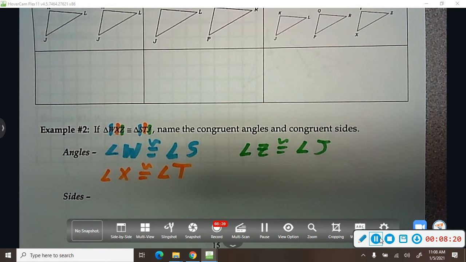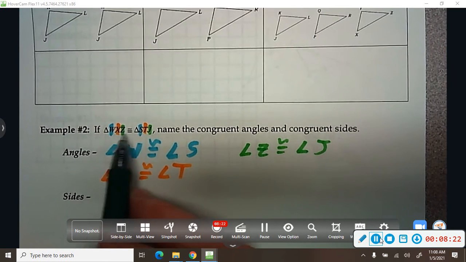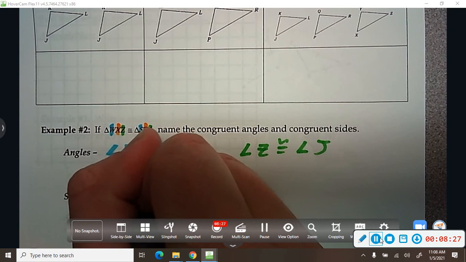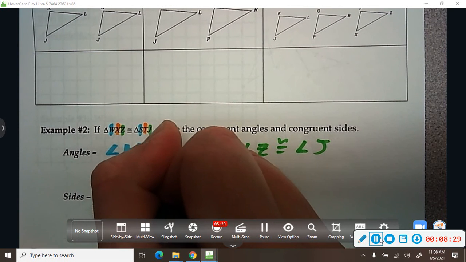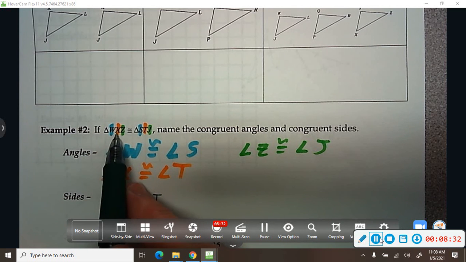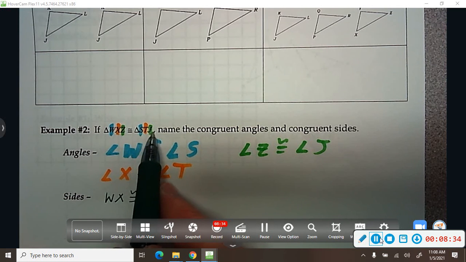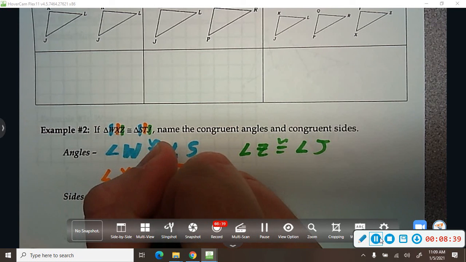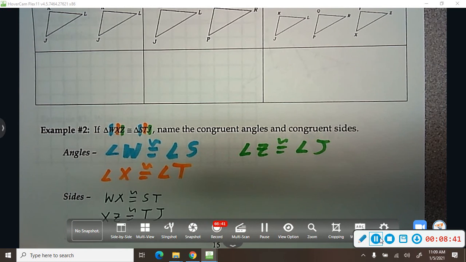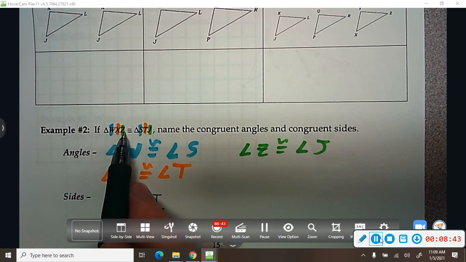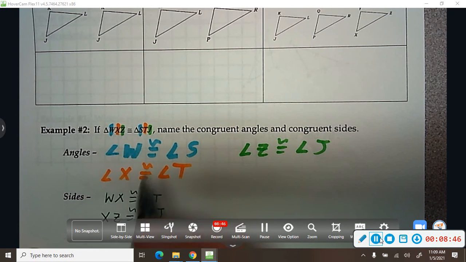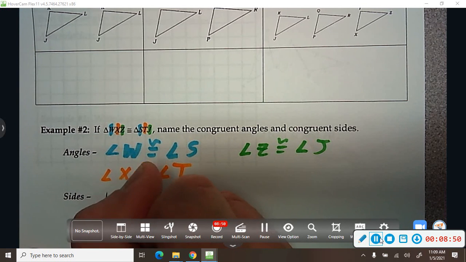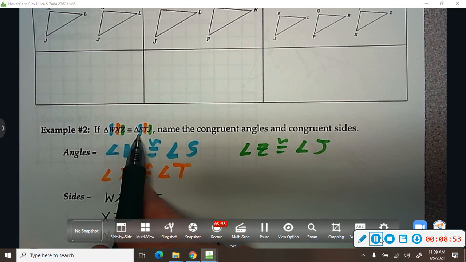Now for the sides, I would say WX is congruent to ST. I would say that XZ is congruent to TJ. And then I would say that WZ is congruent to SJ.